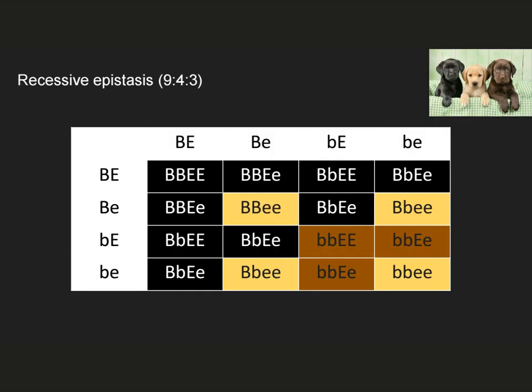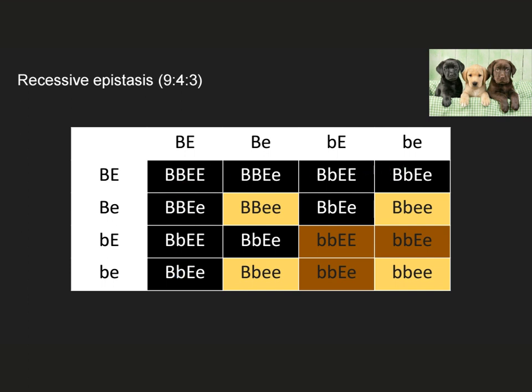And here's my favorite example of this because it has cute pictures of dogs. This is a case of recessive epistasis. So here you observe from a dihybrid cross, you can observe black Labradors, yellow Labradors, and chocolate Labradors in a 9:4:3 ratio. And now we have to look at the Punnett square and get a little creative with how we're going to find the 9 and the 4 and the 3 in this Punnett square.